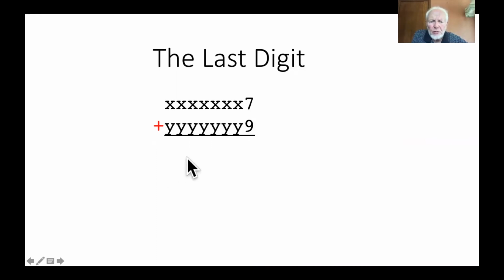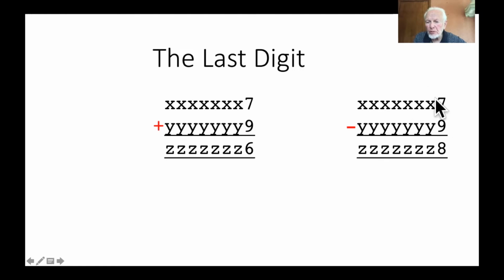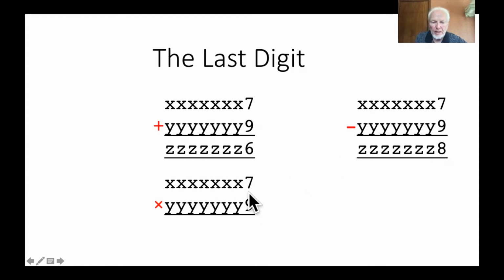So suppose I gave you two numbers to add up, but I only told you the last digits of each. Well, then you'd certainly be able to tell me the last digit of the answer, wouldn't you? Because, well, 7 plus 9 is 16. So whatever's going on over here, this is going to be a 6. You can also subtract because 17 minus 9 is 8. So again, whatever's going on over here, that's going to be an 8. And you can multiply because 7 times 9 is 63.